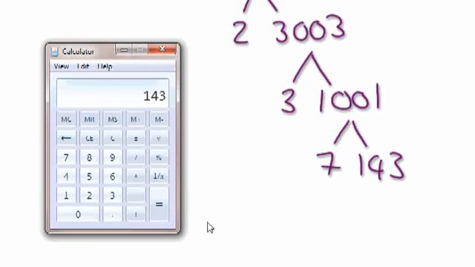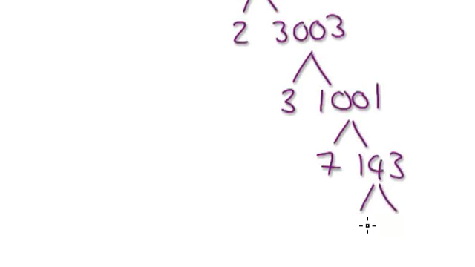Okay. So let's see if 1, 4, 3 divides by 7 again. No. So let's try the next prime, which is 11. So 1, 4, 3 divided by 11 equals. Yeah, that works. So we can visualize 1, 4, 3 as 11 times 13.